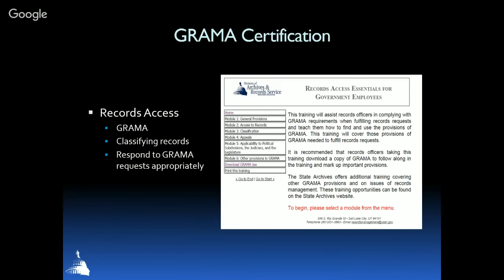The first track is for records officers who are responsible only for GRAMA requests. You must take the Records Access Certification test. If your responsibilities include responding to GRAMA requests, classifying records, and disclosing public, private, protected, and controlled records, then you will need to take this particular certification. It is important before beginning the test to download the statute, which is the Government Records Access and Management Act, again, GRAMA, and the training manual provided on the Archives website or the Open Records portal.